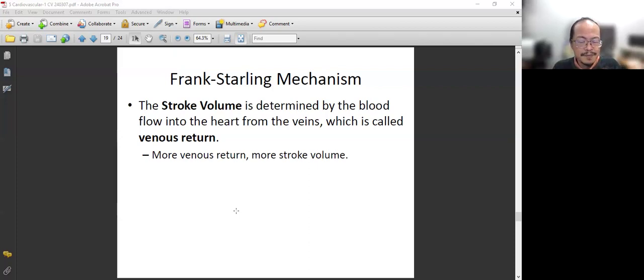One is that the person sweats a lot, so the body doesn't have enough fluid. So when the blood fluid is low, less blood goes to the heart. When less blood goes to the heart, the heart has less venous return. So the heart doesn't have enough blood to squeeze out, so stroke volume will be low. So that's the Frank-Starling mechanism.